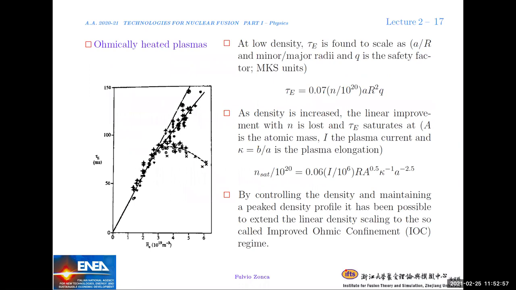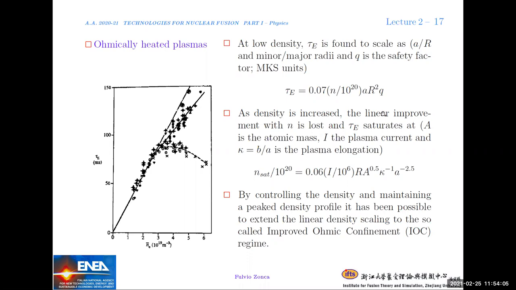So let's start with the ohmically heated plasma. At low density, the energy confinement time is found to scale linearly with the density itself, and also to scale with the minor and major radii in this way. So you see the density behavior here, and here a plot of tau E versus the density. It's also advantageous to go to larger dimensions, which is quite intuitive, because if you have a very large system, the ratio between the surface of the system and the volume is decreasing. So if there are losses at the boundary, then the bigger the system is, the more you confine inside the volume. That's why you typically obtain a scaling which is favorable with the system dimension.